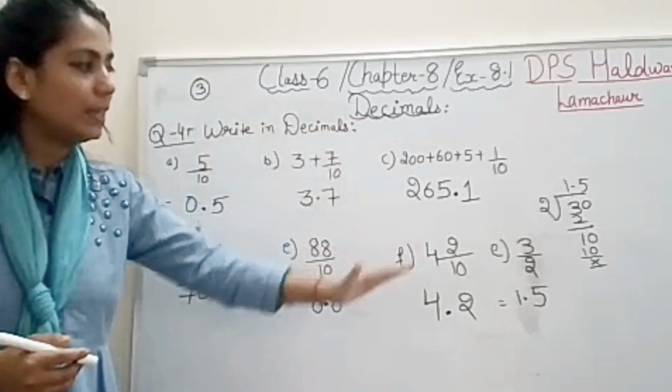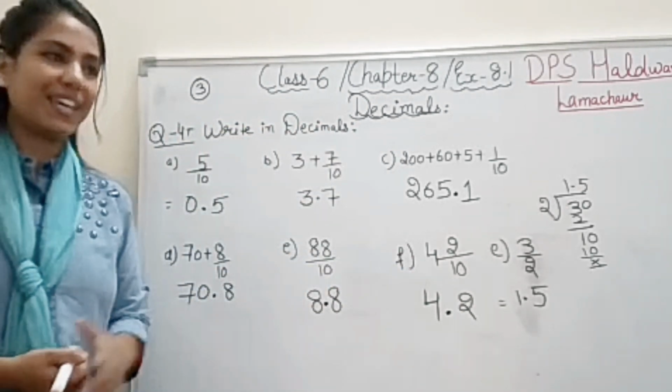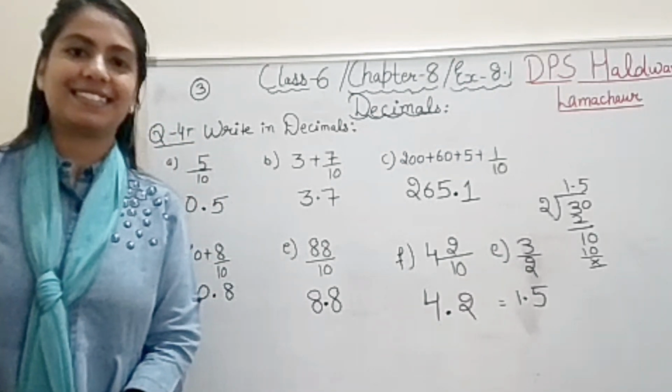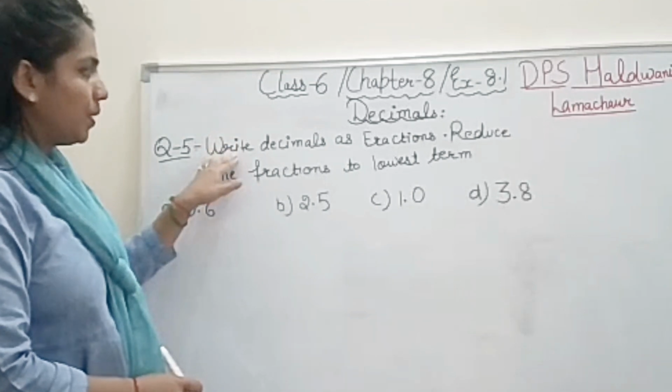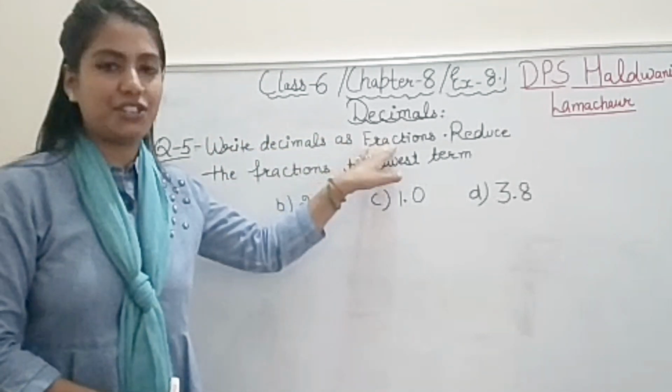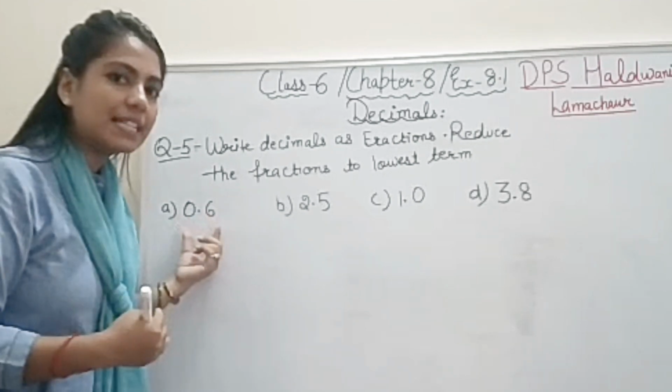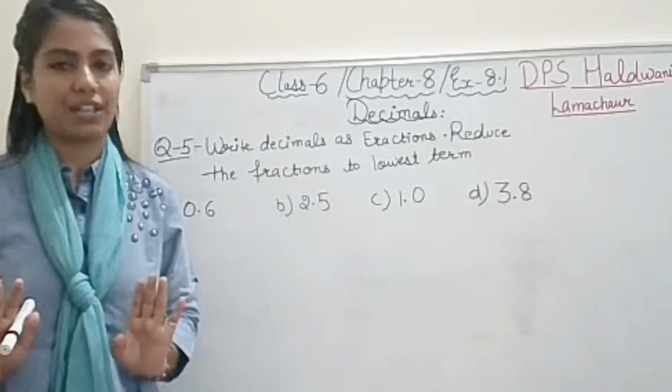Basically, I have covered all the types of question over here. So this is all about question number 4. Now coming to our next question. Now question number 5, student, convert the decimal into fractions. Decimal term you have, obviously whenever you will have the decimal term, you have to convert into fraction.